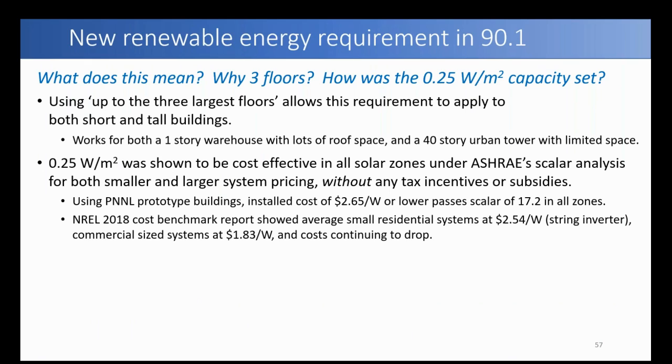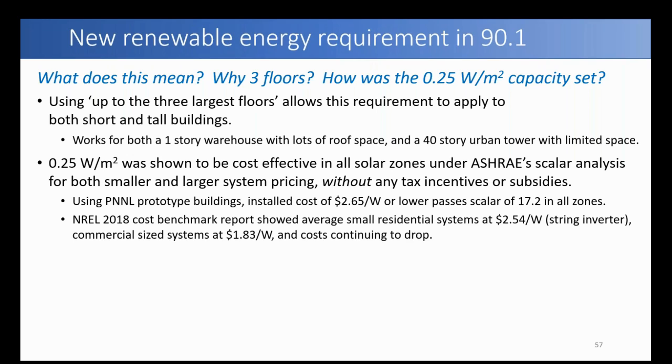So what does this mean? Going back to the actual requirement, what's this thing about up to the 3 largest floors, and where did this 0.25 watts per square meter capacity come from? So the 3-floor thing, where you have this capacity number, 0.25 watts per square, that's supposed to be watts per square foot, not meter. You multiply that by the conditioned floor area of the 3 largest floors.